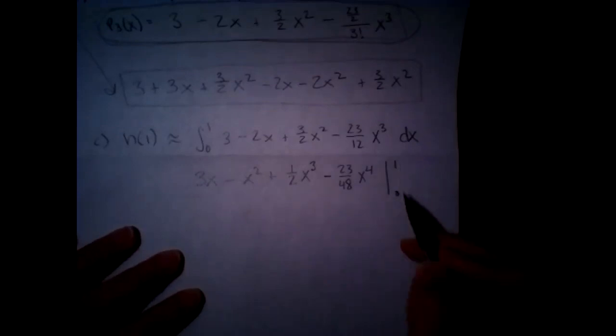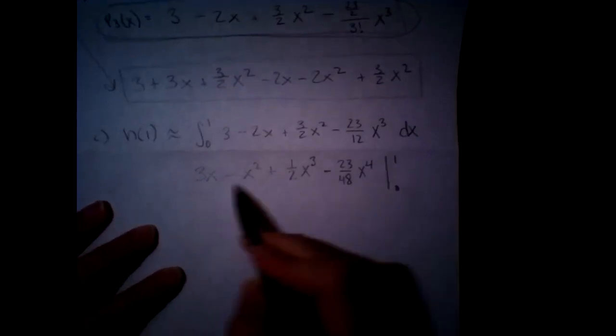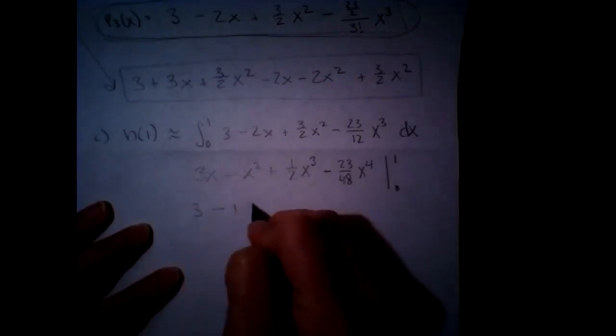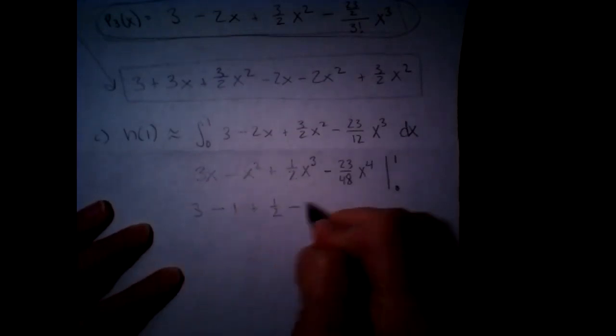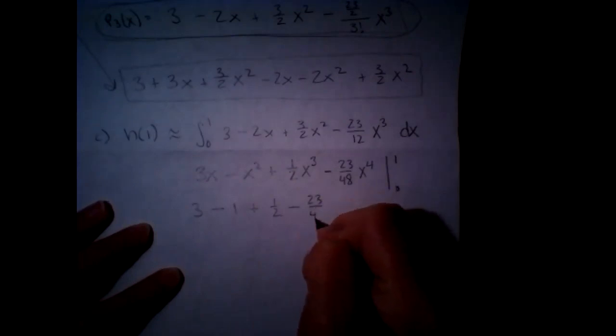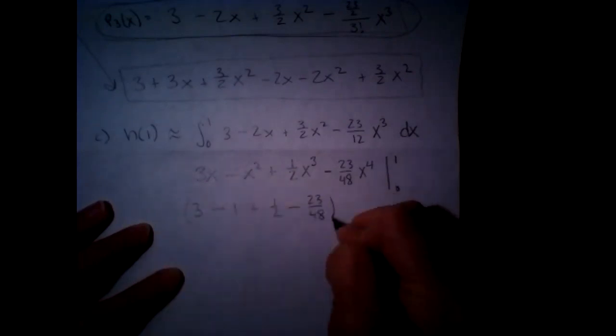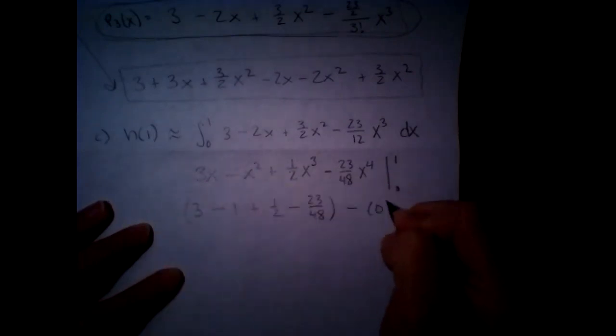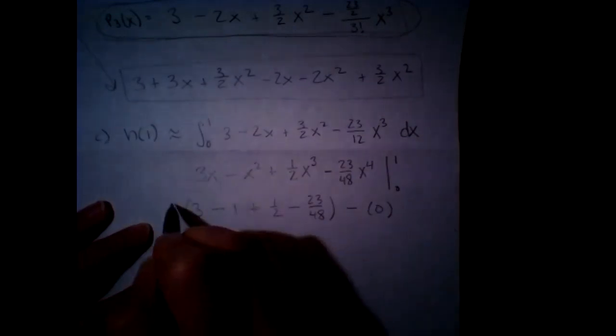So upper boundary minus lower boundary, if you plug in 1 to all of these, you're just going to get 3 minus 1 plus 1/2 minus 23/48. And then lower boundary, if you plug in 0 to all of that, you're just going to get 0. So this part is your answer.